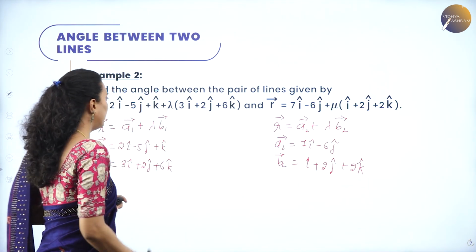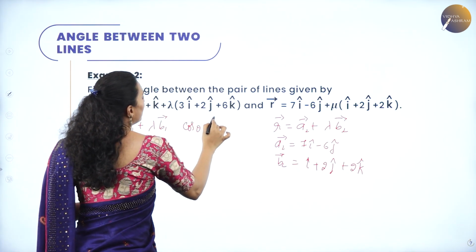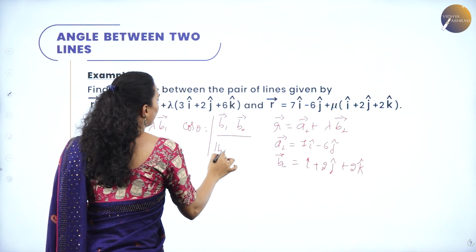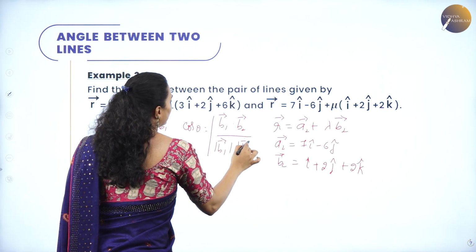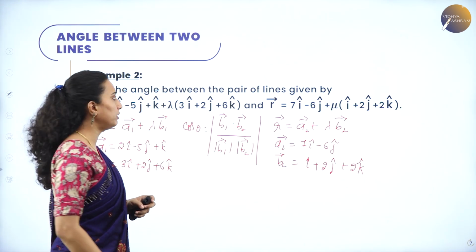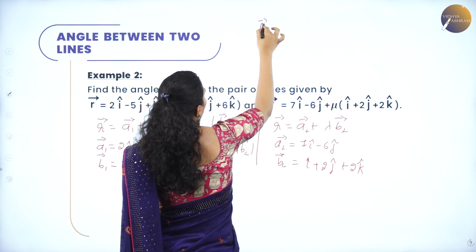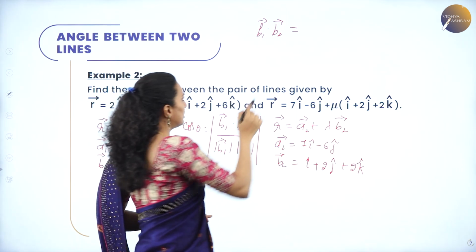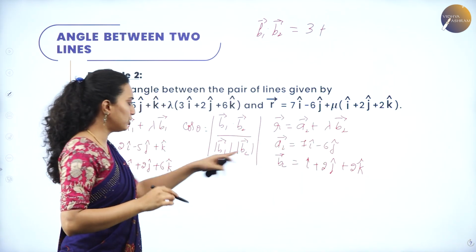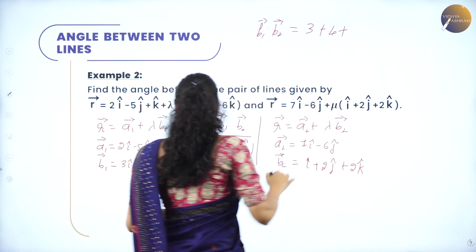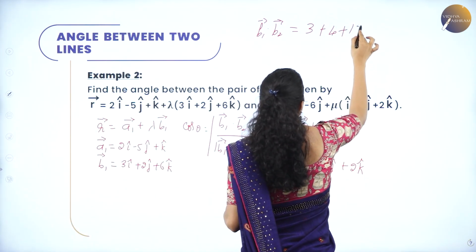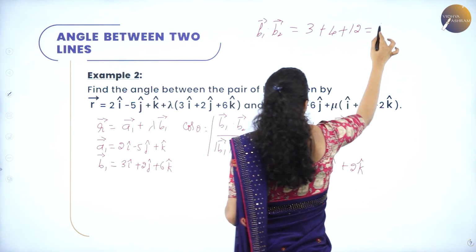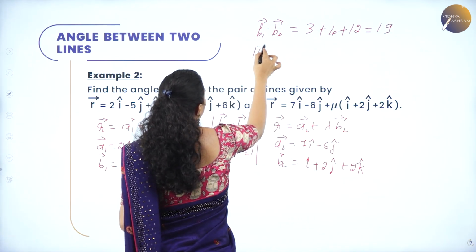Now let us write down the formula, which is cos theta is equal to the magnitude of b1 dot b2 vector divided by the magnitude of b1 vector into the magnitude of b2 vector. Now let us find out b1 dot b2 first. So for b1 dot b2, we need to multiply i with i only. Here 3 into 1 is 3, plus 2 into 2 is 4, plus 6 into 2 is 12. So 12 plus 4 is 16, plus 3 is 19. Next, we need to find out the magnitude of b1 vector.